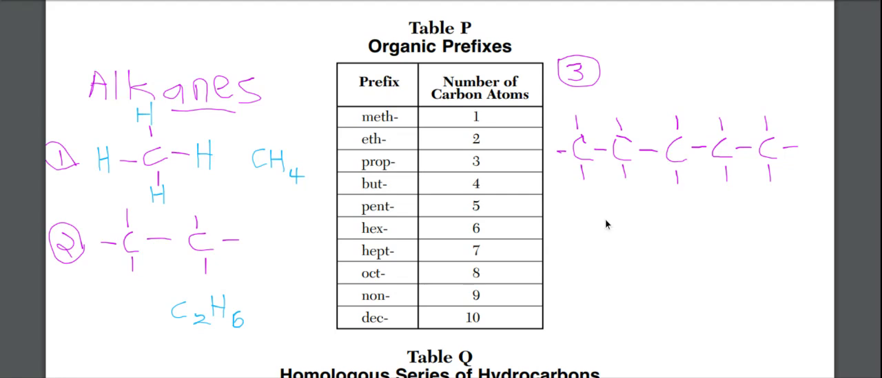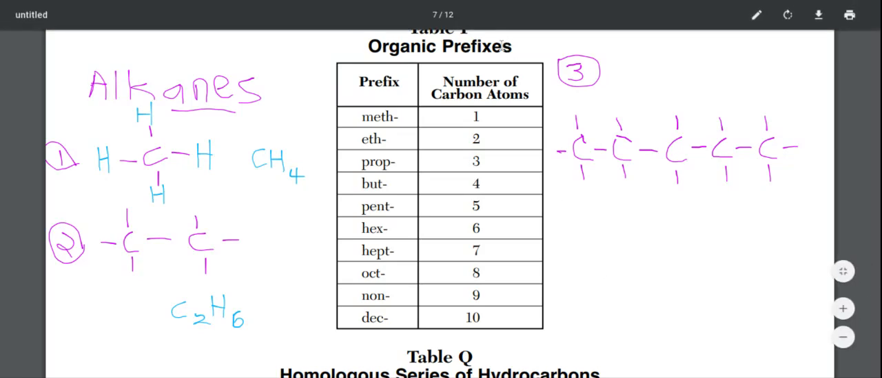Take a look at compound number 3. Give it a try. What's the prefix here? How many carbons? 1, 2, 3, 4, 5. 5 carbons. Prefix should be pent. This is all single bonds. So it's in the alkane family, ends in ane. This is pentane. C5 and H10, if you count up all the hydrogens.